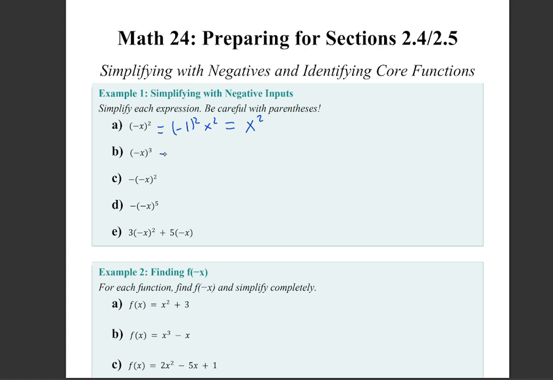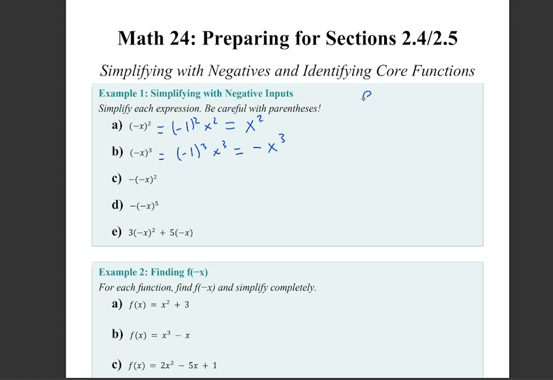Now, if we think about the next one, we would have (negative 1) cubed times x cubed. Well, (negative 1) cubed is negative 1 times negative 1 times negative 1. That gives us negative 1 overall. So we're left with negative x cubed. In general, when your exponent on the negative is even, overall it becomes positive. And when your exponent is odd, overall it becomes negative.